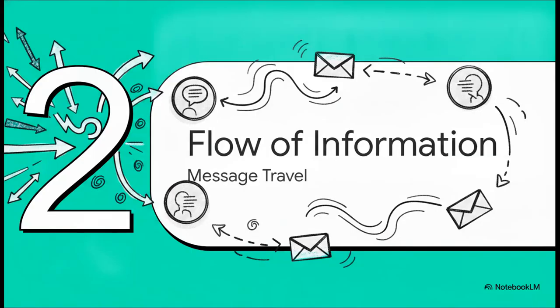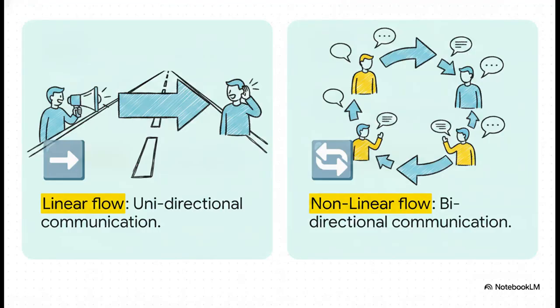Let's move to section 2 and see how this builds. We're looking at the flow of information, specifically examining how messages actually travel between a sender and a receiver. Over the years, there's been a massive evolution in how we visualize communication. Historically, early models were linear. Think of them as a one-way street. The message flows strictly unidirectionally from the speaker to the audience, regardless of the effect it actually has.